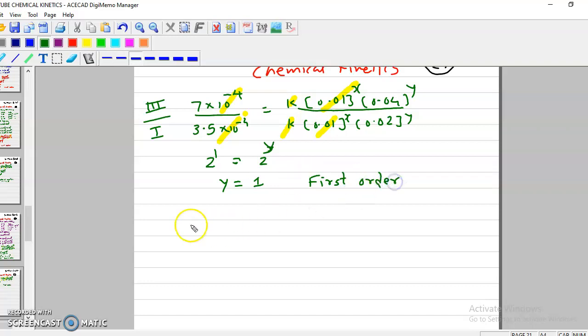Now we will find the net order of reaction, and the net order of reaction is equal to X plus Y.